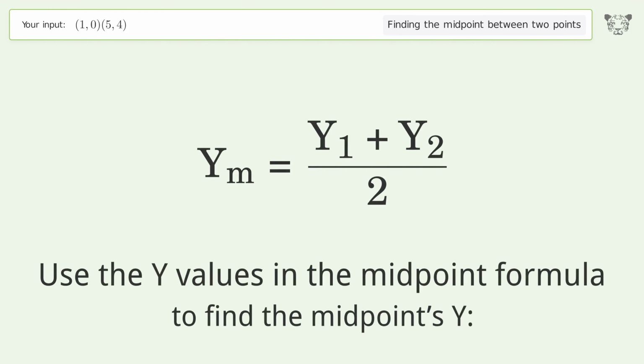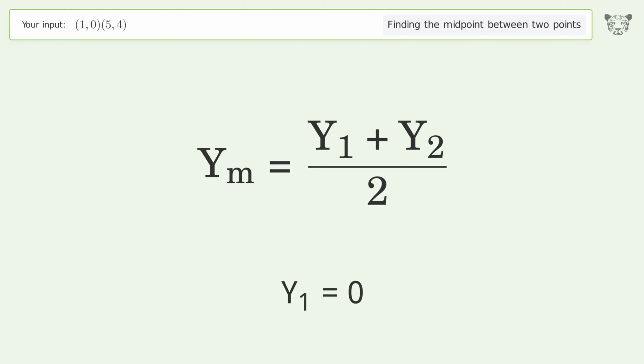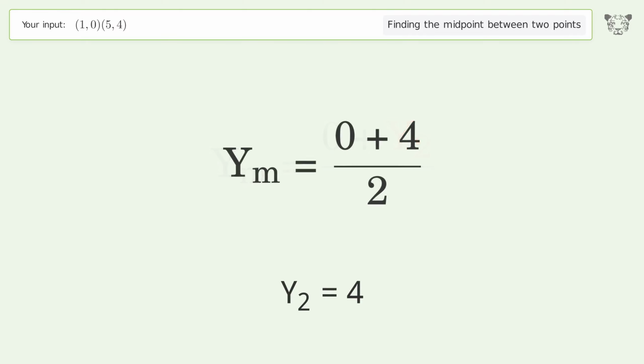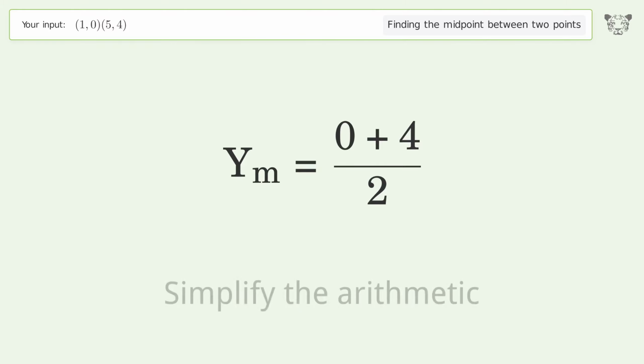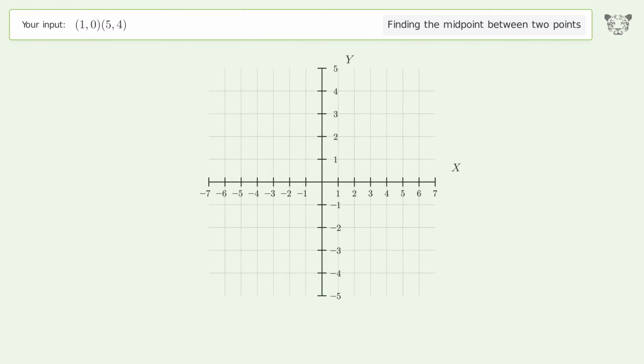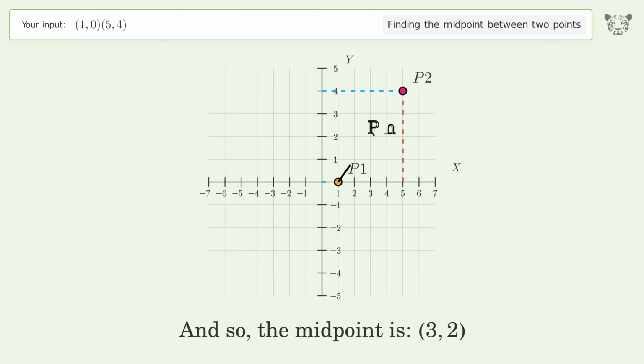Use the y values in the midpoint formula to find the midpoint's y. y1 equals 0. y2 equals 4. Simplify the arithmetic. And so, the midpoint is 3, 2.